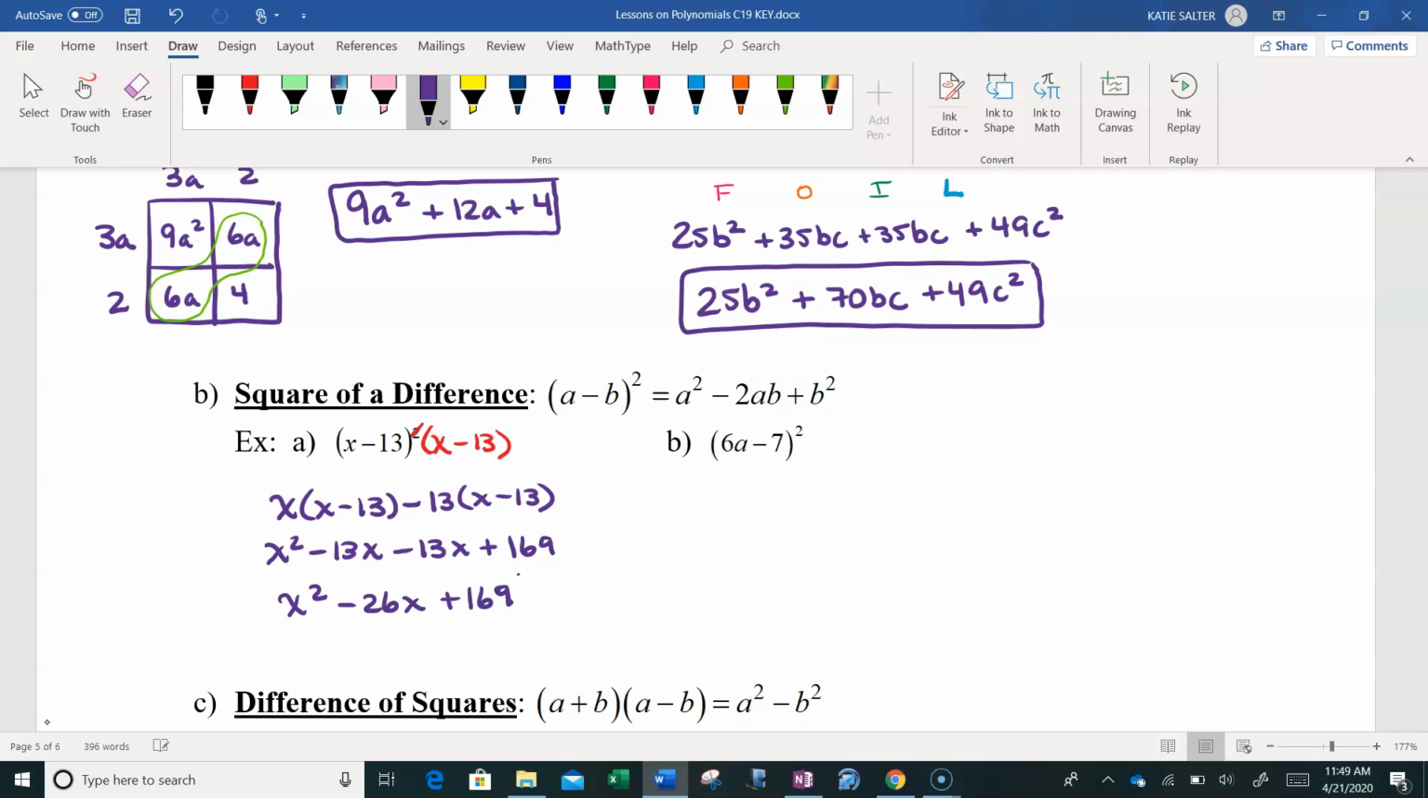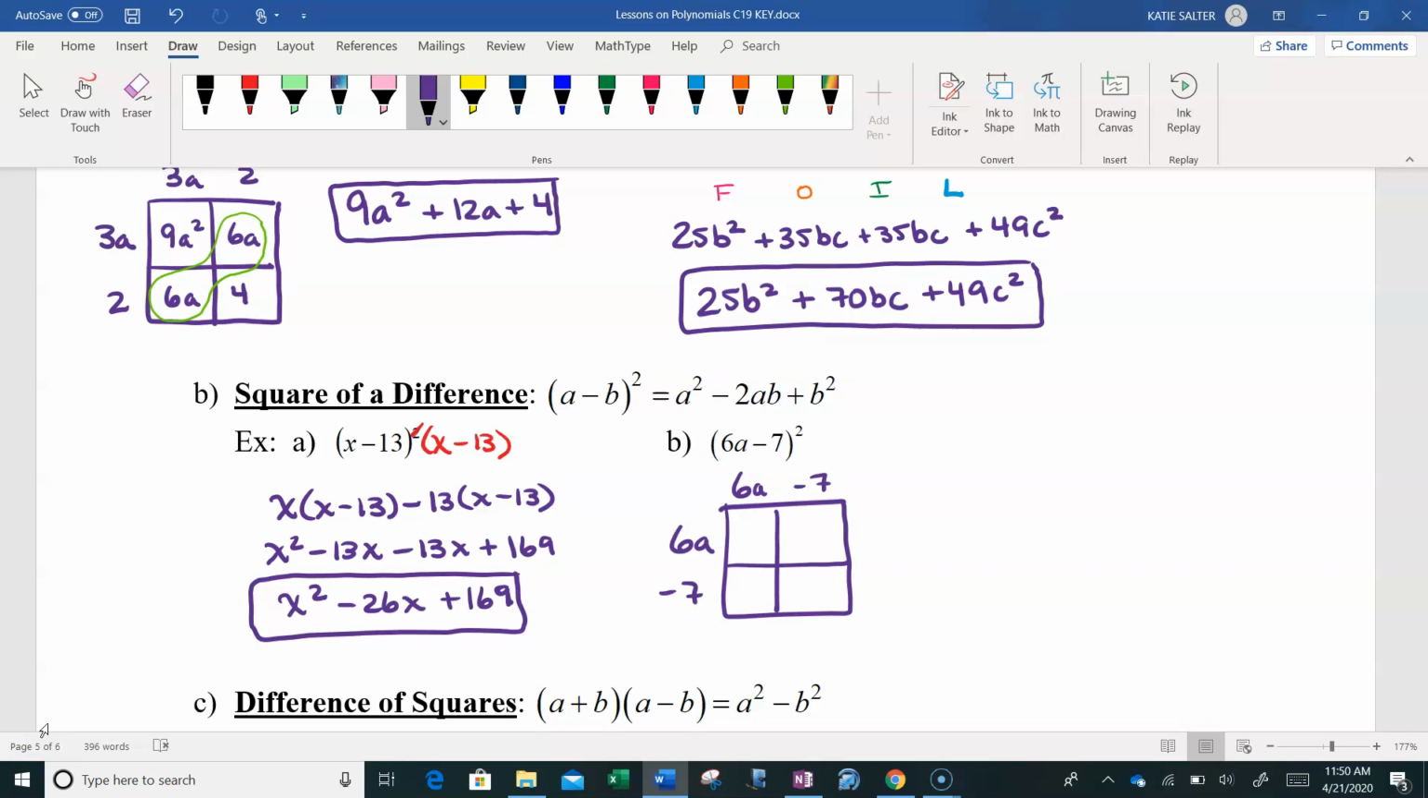So you can see, like the first two we did, the first term and the last term are perfect squares. And the middle terms are the same terms, but they're both negative in this case, so that's why it has the minus in the middle instead of the plus. All right, pause the video, try the next one, and check it out.